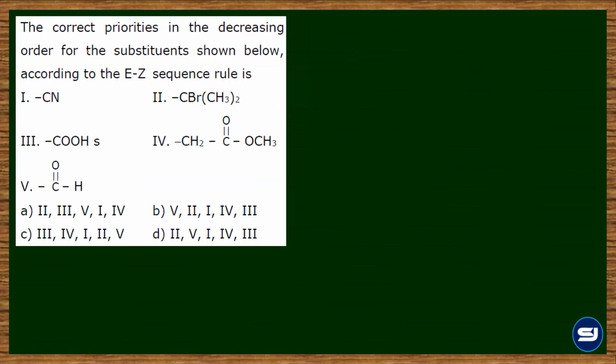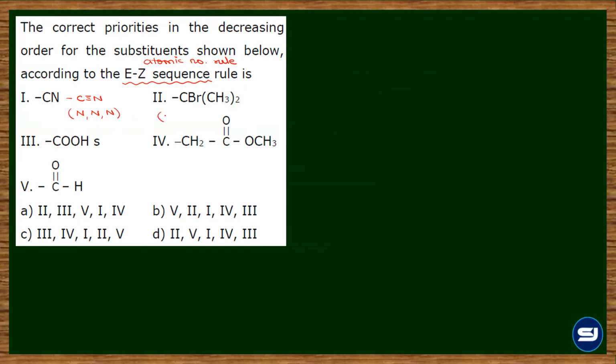The correct priorities in decreasing order for the substituents shown below according to the EZ sequence rule. Now, the EZ sequence rule is nothing but the atomic number rule, which we also use in the RS configuration. So for every group, we create a set. CN is C triple bond N, which is considered as carbon attached to 3 nitrogens. So the set created is triple N.